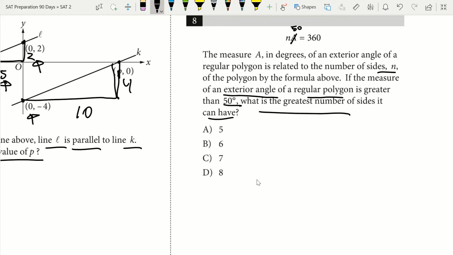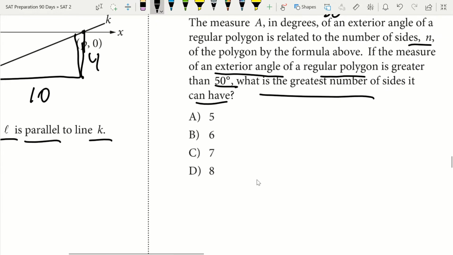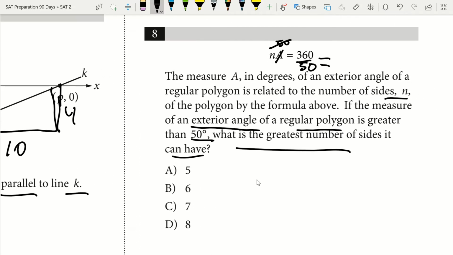I divide each side by 50 to get rid of that. What is 360 over 50? I know that's going to be right around 7.2. So if that's right around 7.2, then the maximum number of sides I can have is going to be 7, right? Because if we have 7, then that is going to be right around 51 point something, which is greater than 50. But if we were to have 8 sides, then that's going to have to be less than 50. So our answer there is 7.